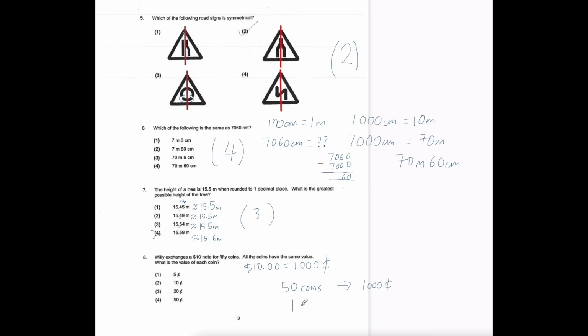Let's find out how much is 1 coin. What we simply need to do is just to take 1000 divided by 50. Alright, so we can cancel away the zeros. So we are left with 100 over 5. Over means divide, so let's go and divide it together. We are going to get 20 cents. Okay, so my answer would just be option 3, which is 20 cents. Got it? Okay, we are going to move on.